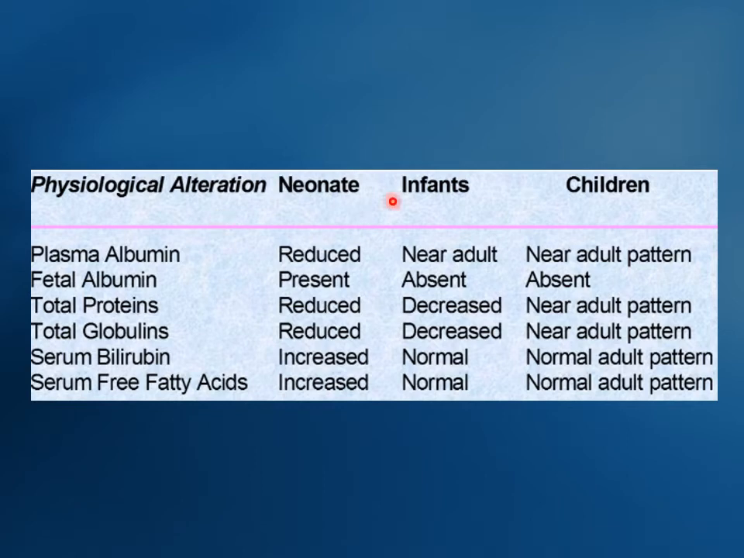So again, looking at neonates versus infants versus children, you find that plasma albumin tends to start out pretty reduced compared to as they get a little bit older. So all these things take time to generate, and again, the more premature they are, the more reduced they're probably going to be in general there.